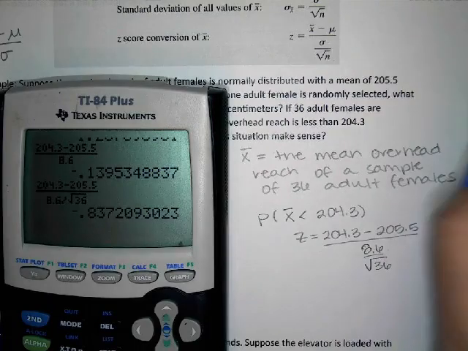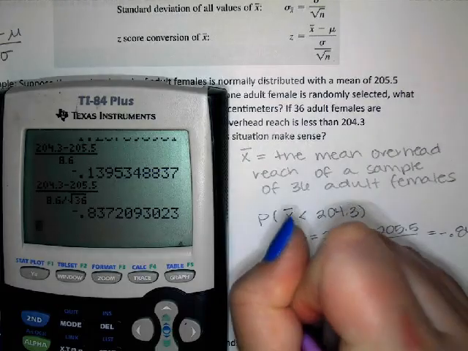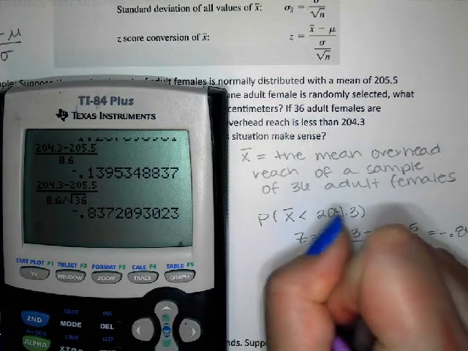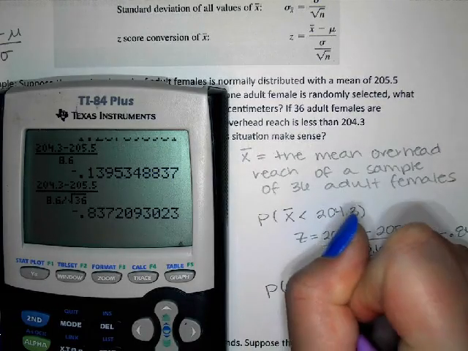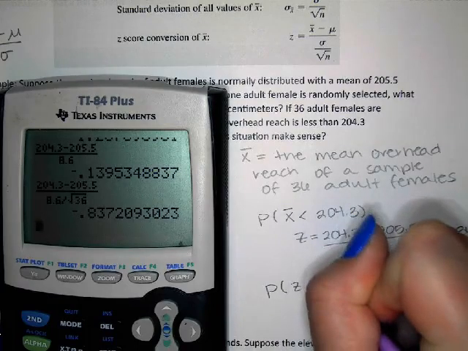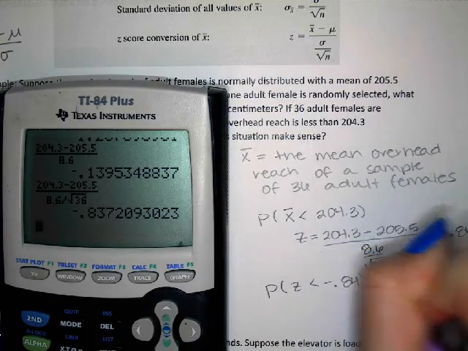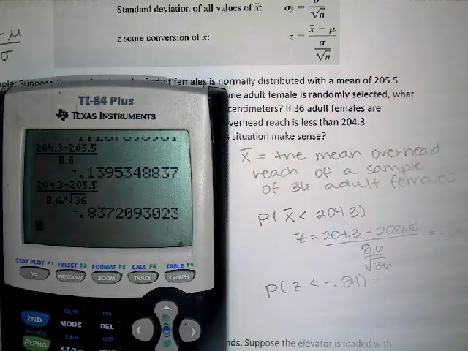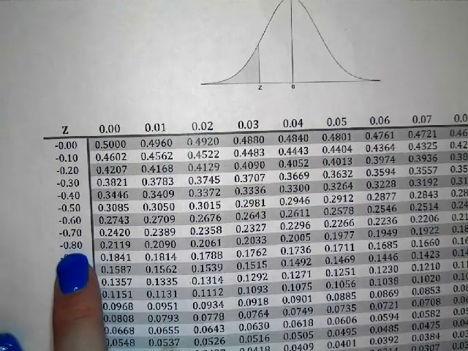So here we're finding the probability that z is less than negative 0.84. And I'm going to use the table, negative 0.84 is 0.2005.